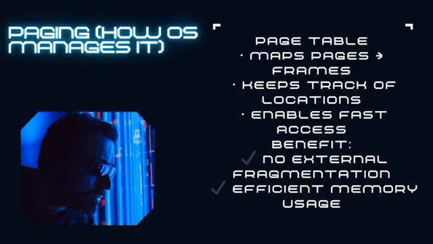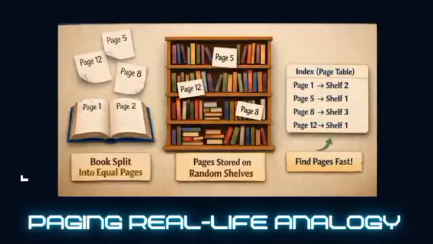Paging exists to solve external fragmentation. Memory is used efficiently, with no wasted gaps, and there is a clean allocation. Imagine a book split into equal sized pages. The pages are stored randomly on shelves. You don't care where page 5 is, as long as you can find it. The page table is your index, and that's paging.